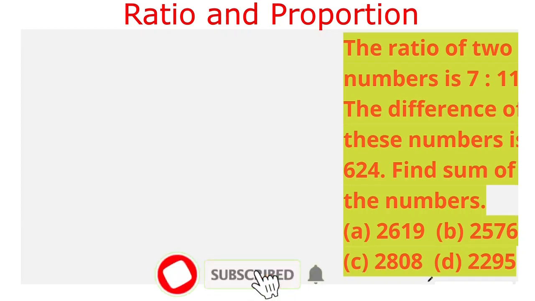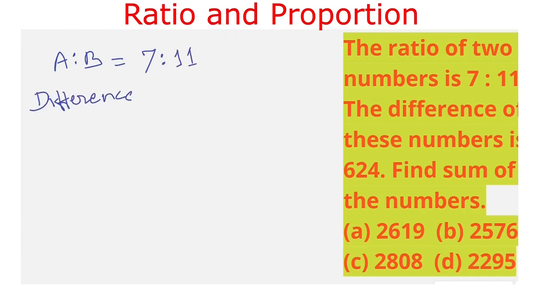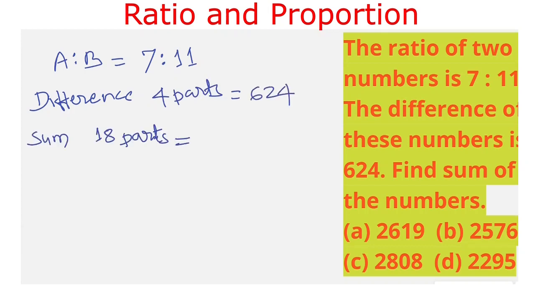Now we solve this question conventionally as well. Let the numbers be A and B. Then A ratio B is equal to 7 ratio 11. So the difference is 4, 11 minus 7 is 4. So the difference, we say 4 parts, equals 624 given to us. And the sum is 18 parts. So 18 parts equals 624 multiplied by 18 divided by 4.